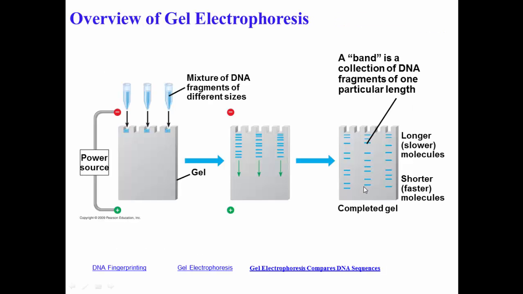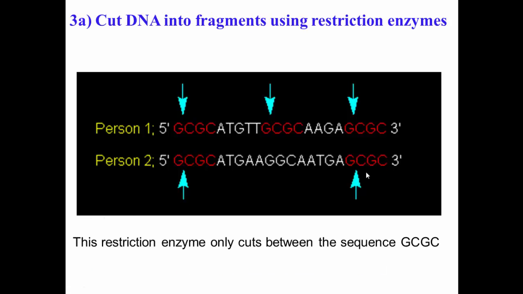Once you've run through the gel, you'll be able to see the completed gel, you'll have certain bands. So bands are referring to collections of DNA that are one particular length. So you can see a band here, a band here, a band here. So it's showing how long that DNA segment is.